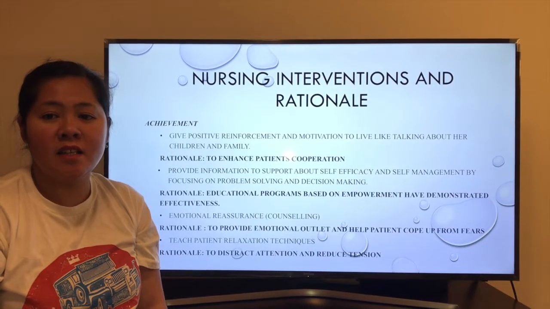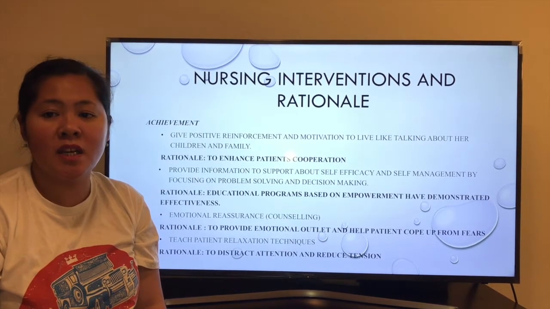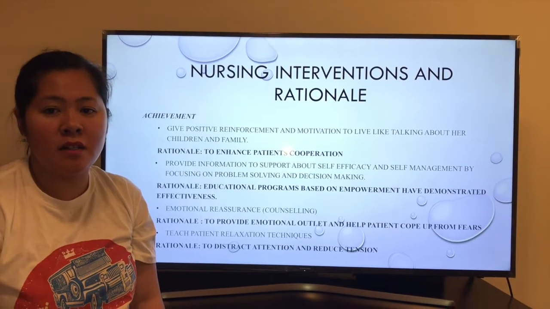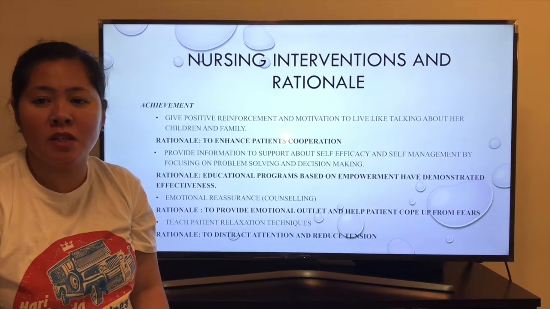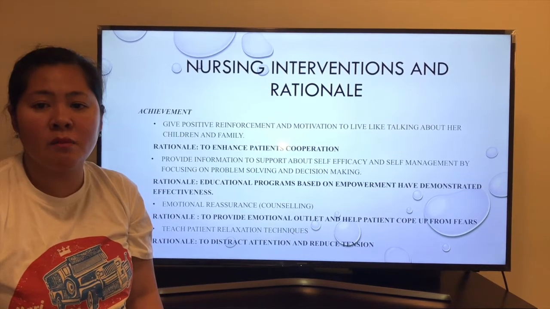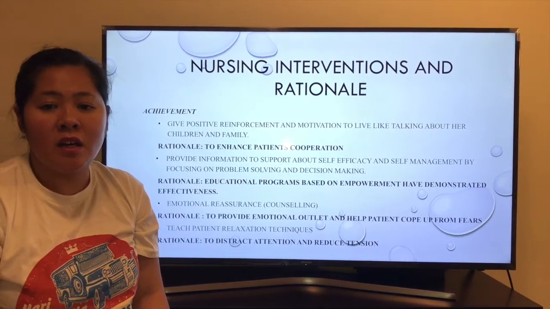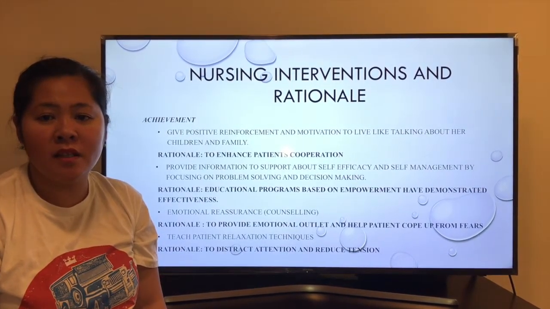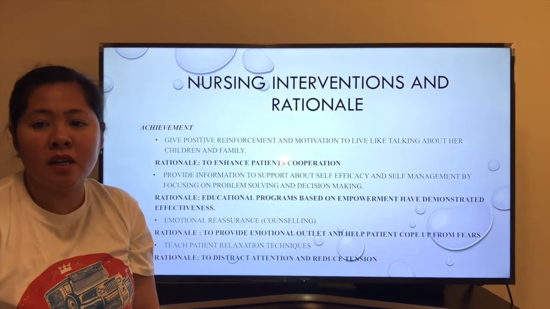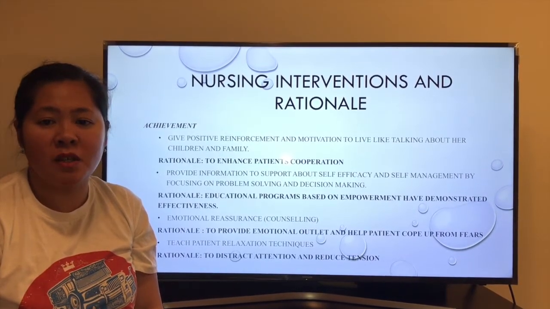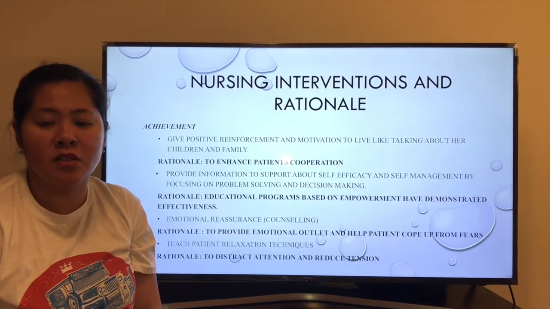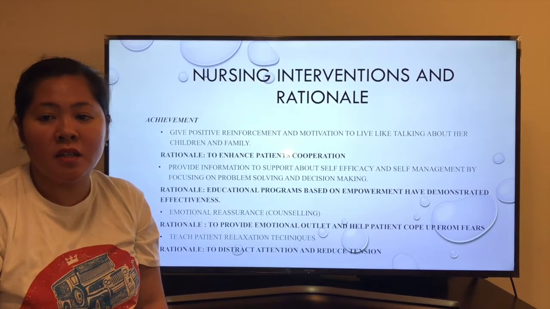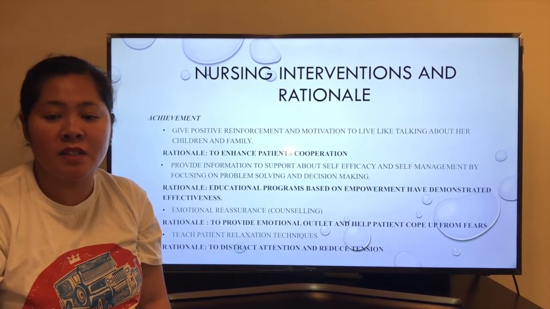Going to discuss the nursing interventions and rationale using the theory of Dorothy Johnson's. For the achievement, give positive reinforcement and motivation to live, like talking about her children and family. Rationale: to enhance patient's cooperation. Next, provide information to support self-efficacy and self-management by focusing on problem solving and decision making. Rationale: educational programs based on empowerment have demonstrated effectiveness.